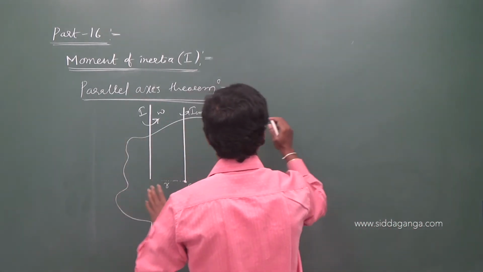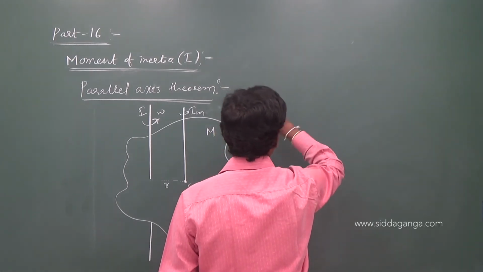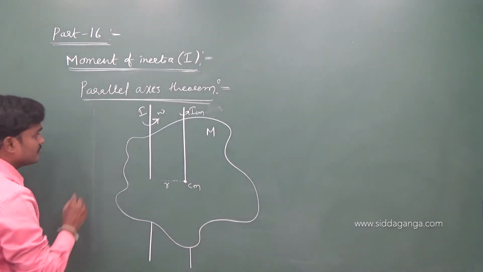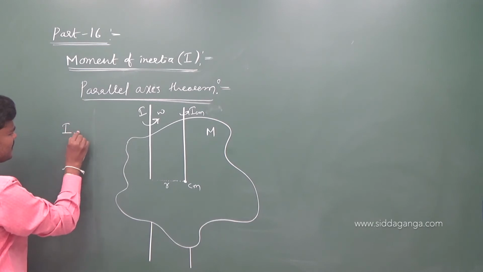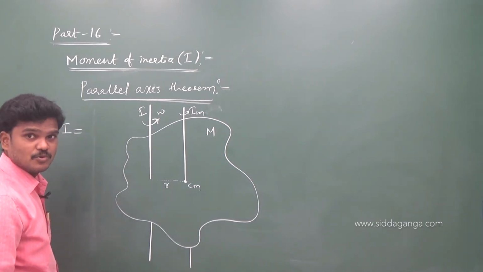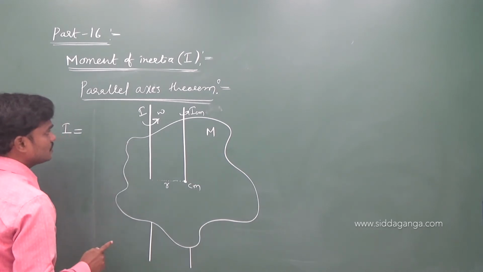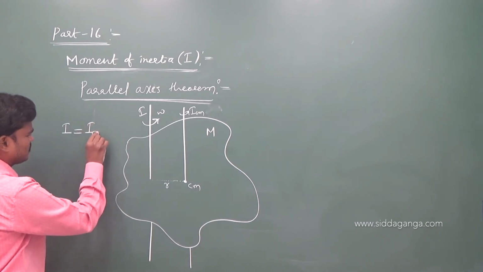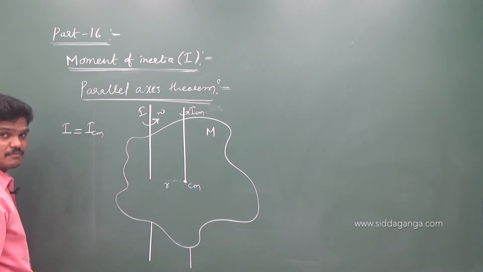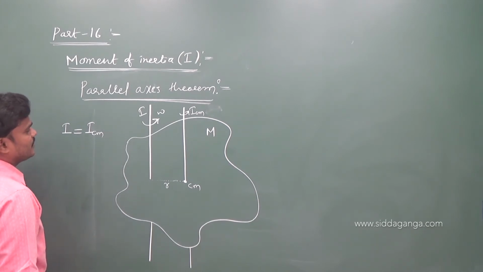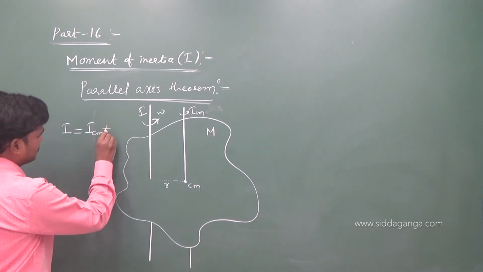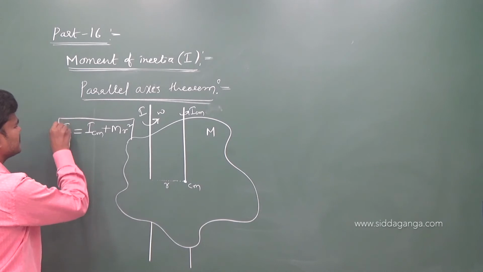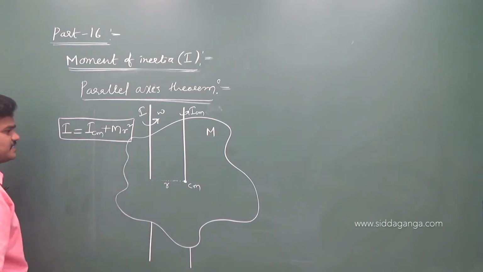From the parallel axis theorem, we can write that the moment of inertia about any axis is equivalent to the sum of the moment of inertia passing through the center of mass and the product of the mass of the lamina and the square of the perpendicular distance between the two parallel axes.